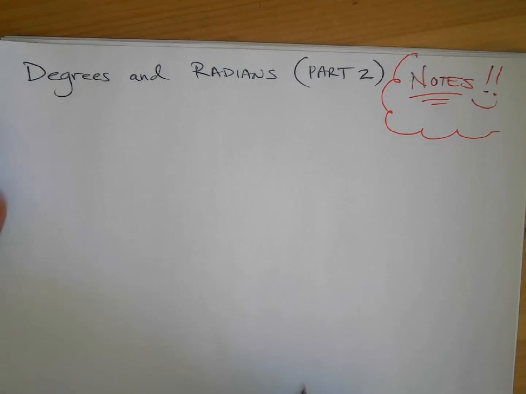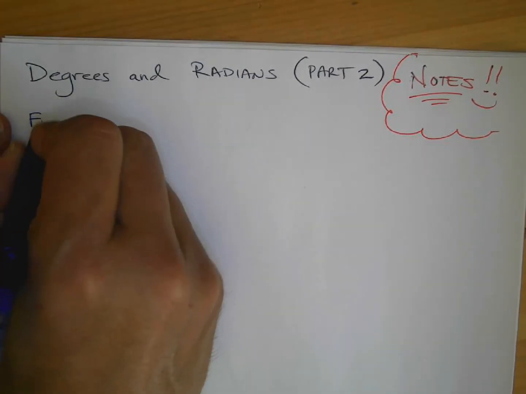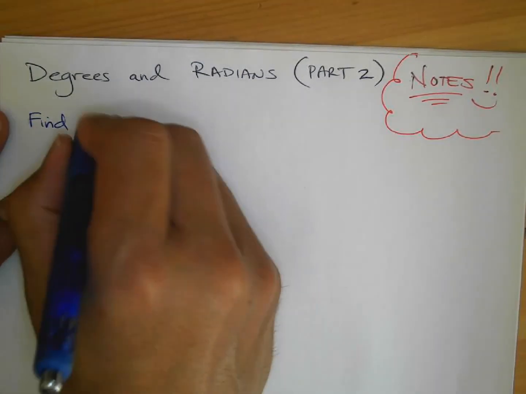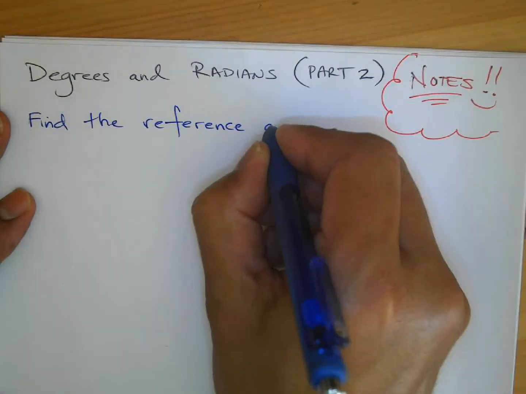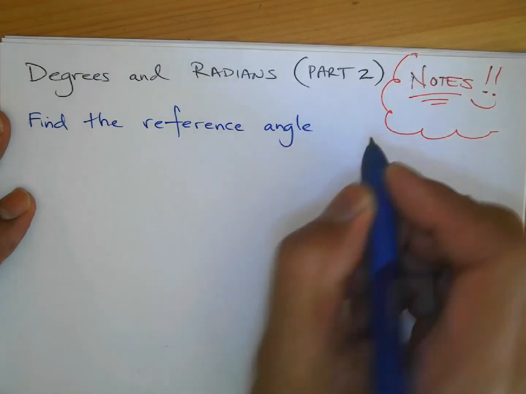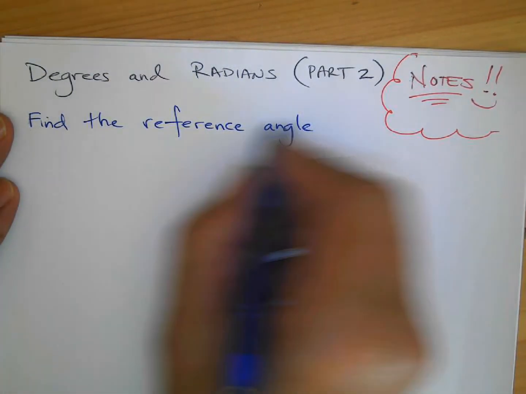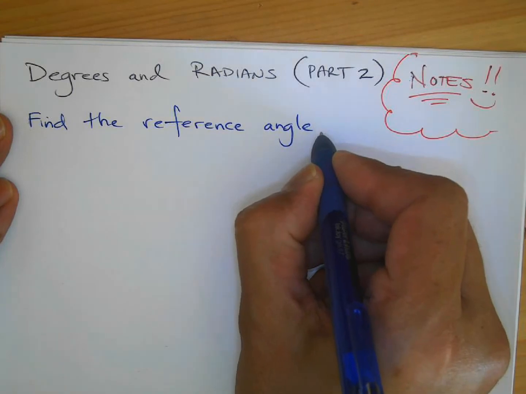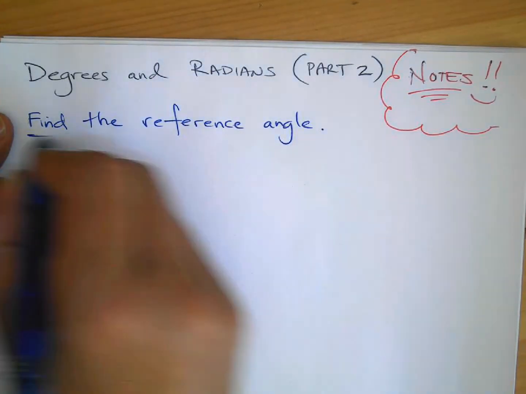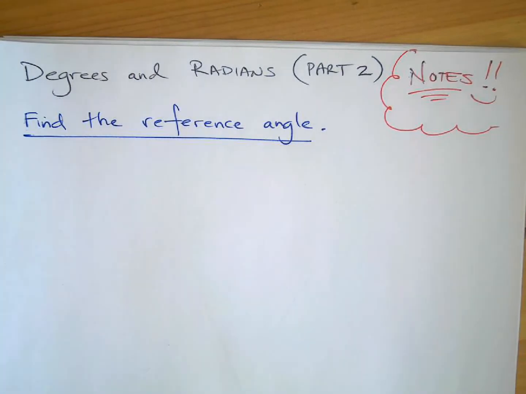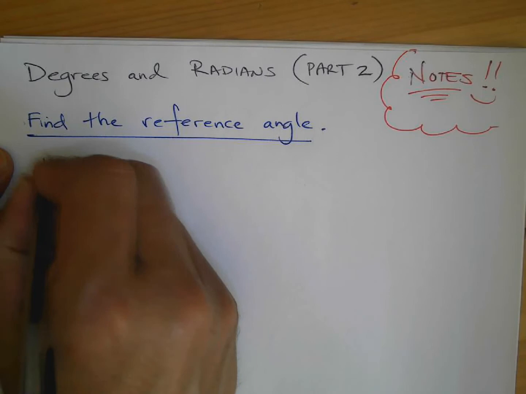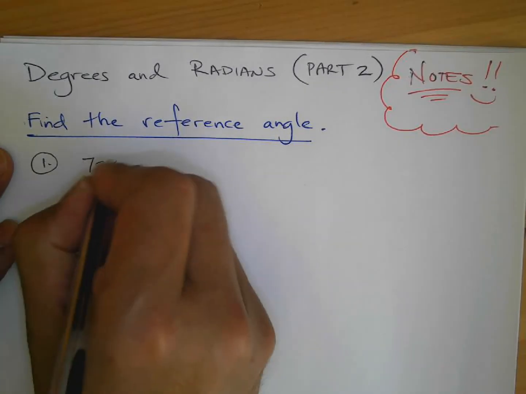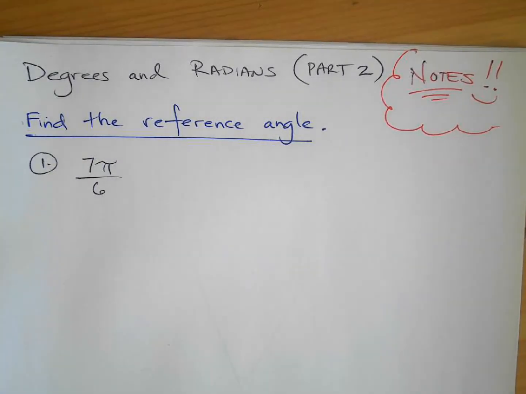Okay, these first set of problems are going to say find the reference angle. All right, and we did that again just with degrees, but here they're giving you radians. So let's say number 1. They're asking you to find the reference angle for 7 pi over 6.